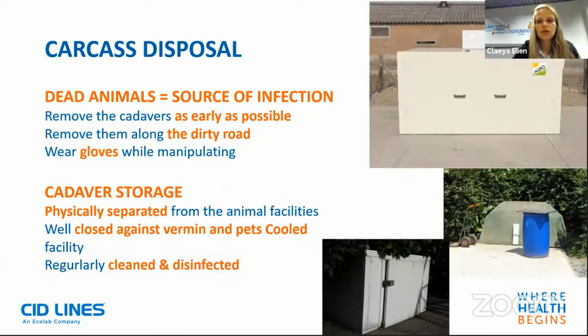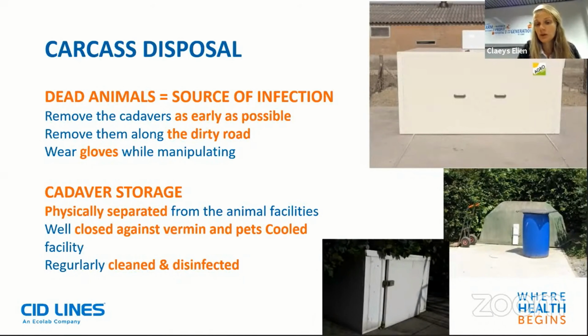Carcass disposal. Again, the photos are an example from Europe. I know that it happens in other ways as well, but we really need to take care of this because dead animals are a source of infection. If it happens in the environment, we should make sure that everything is burned well, that everything is cleaned and disinfected as much as possible, so that we don't transmit the disease from the storage of the carcasses to our own farms. So we need to remove the dead animals as early as possible.